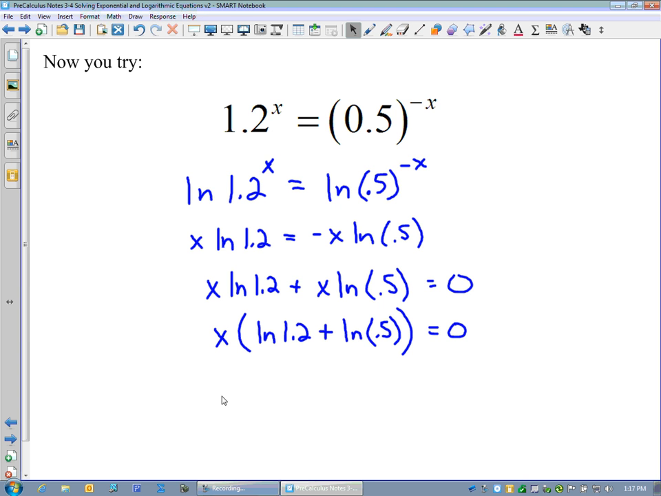And that gives the x times this fancy number is equal to 0. So divide both sides by that fancy number, and you get just x equals 0, because 0 divided by any non-zero number is just 0. And of course, when you check it in the original equation, it does work. So we are done. And that is the end of the solving exponential and logarithmic equations.